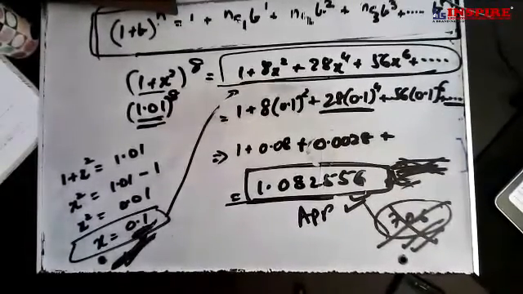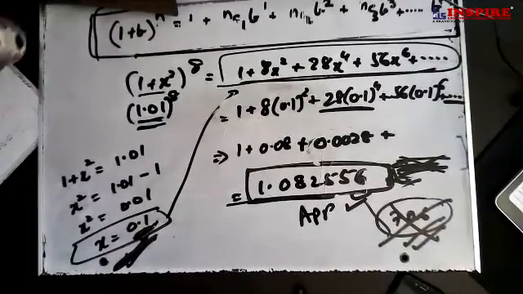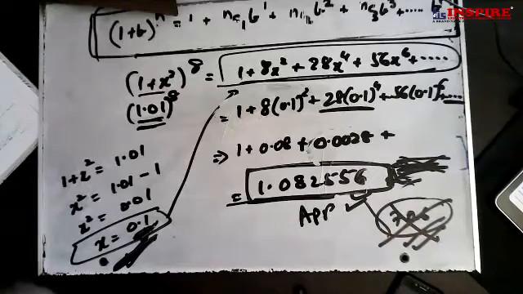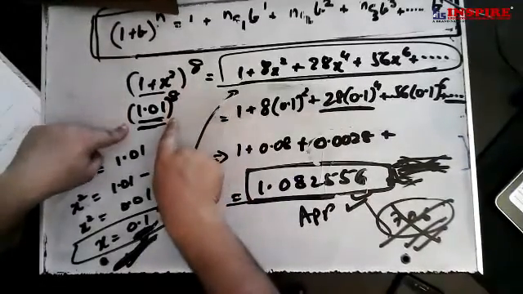Myra, does anybody have any questions? Good. Sir, 1 plus x square whole power 1 is equal to 1.01, right? Yeah. The things should go inside the bracket. Okay.